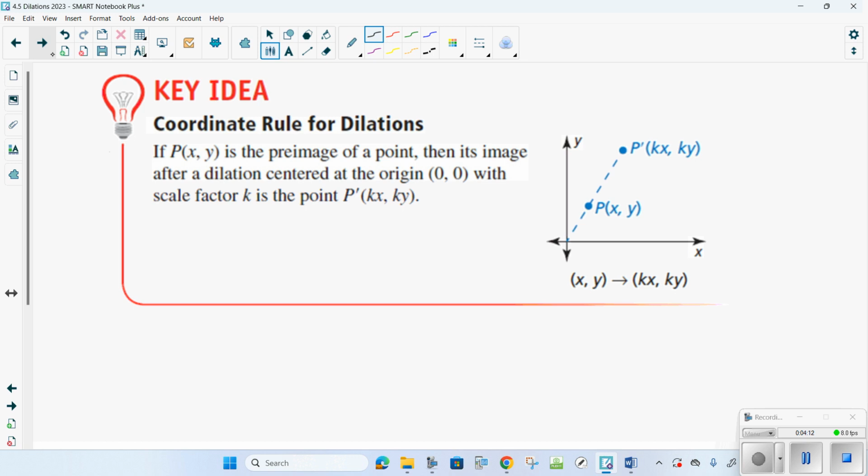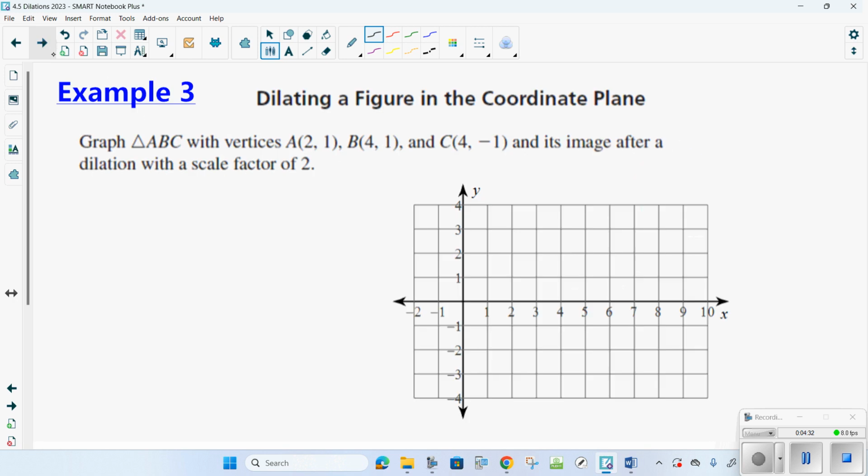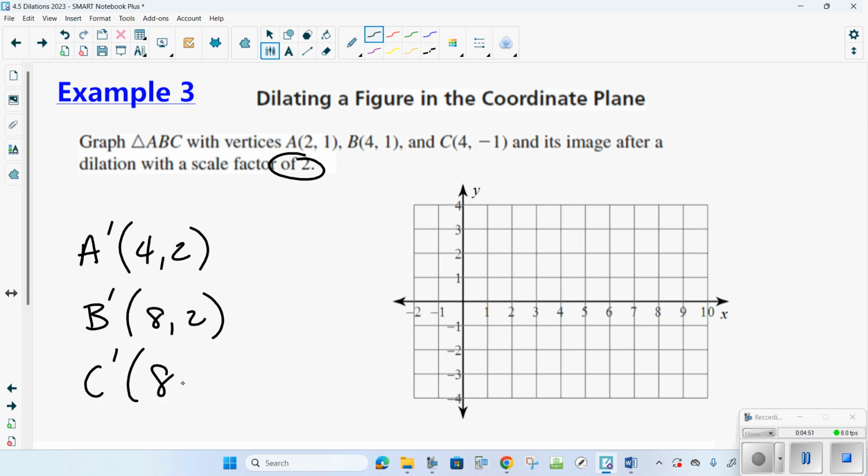If P is XY, if I want to do a scale factor, I simply distribute the scale factor to both X and Y, and that would be my new point. If the origin, and by the way, everything for our class will be from there. So the origin is where the dilation would come from. So here we go. If I have points 2, 1, 4, 1, and 4, -1, and I want a dilation with a scale factor of 2, then A prime would be 4, 2. Notice I multiply both by 2. And so B prime would be 8, 2. And C prime would be 8, -2.